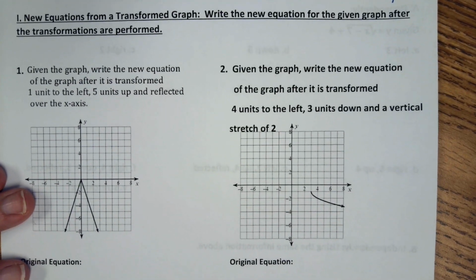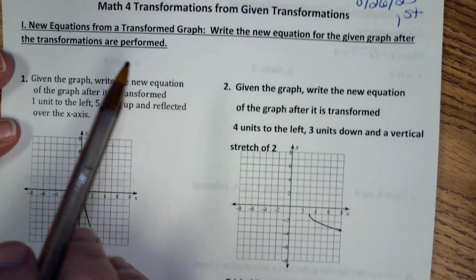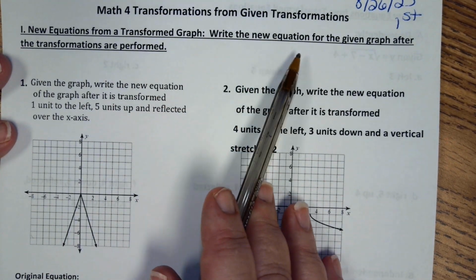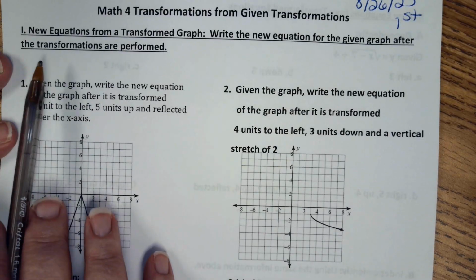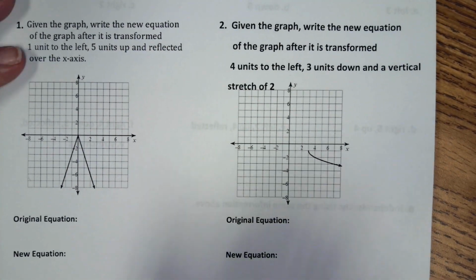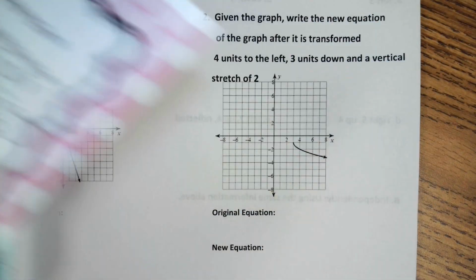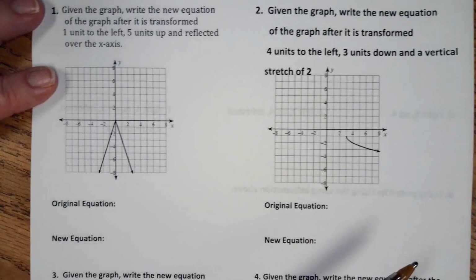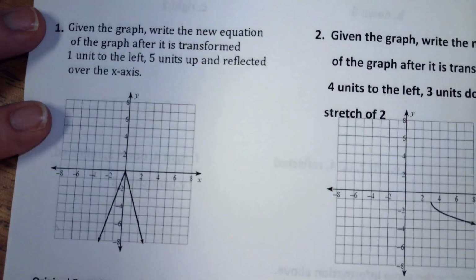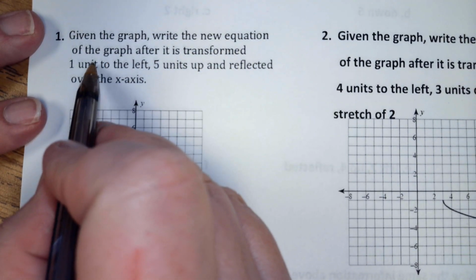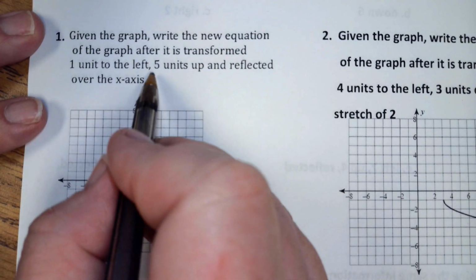So look at example 1 under section 1 here. It says new equations from a transformed graph. Write the new equation for the given graph after the transformations are performed. All right, so our goal right here is to take this, transform that graph, and then write that new equation after the transformation. So let's focus on this one right here. It says, given the graph, write the new equation of the graph after it's transformed 1 unit to the left.